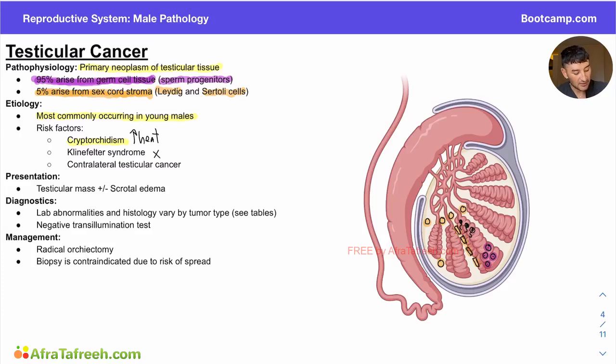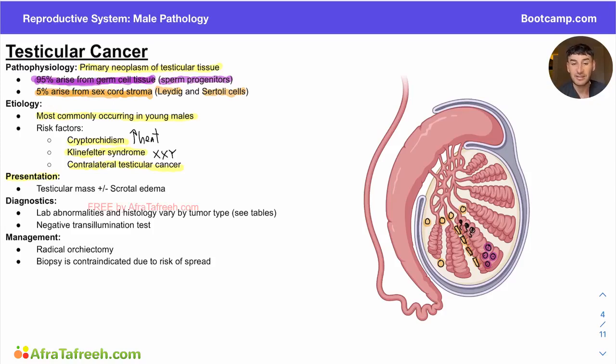Additionally, patients with Klinefelter syndrome who have XXY genotype are more likely to get testicular cancer than those who have a normal XY genotype. And then finally, contralateral testicular cancer is a risk factor for developing another testicular cancer in the opposite testicle. Moving on, let's talk about some presentation of our testicular cancer.